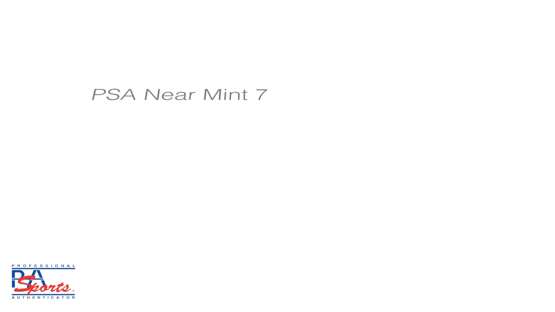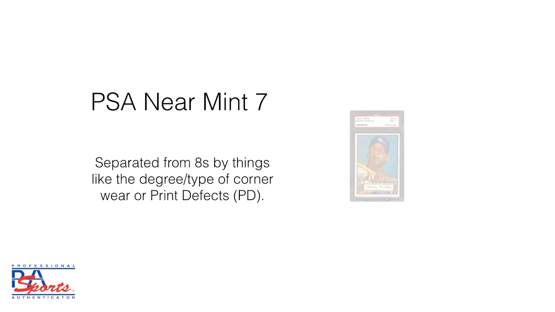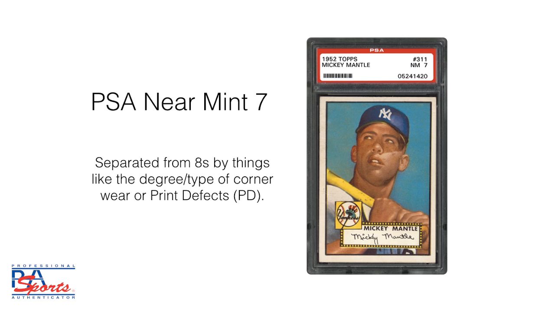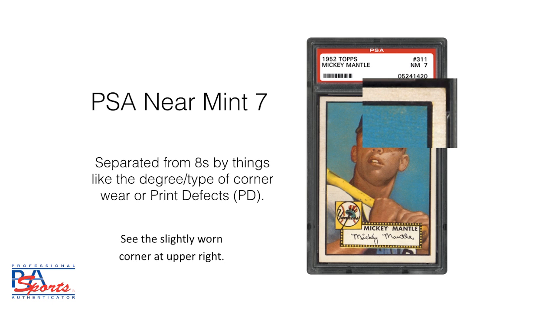Here's a PSA 7. Now, most people consider PSA 7s on vintage material to be quote-unquote an investment grade. Now, what separates this 7 from the previously viewed 8? Generally, it's corner wear. So when we enhance the corners here in the upper right, you can see that advancement in wear compared to the slight wear at the tips of the PSA 8. It's still an outstanding card.